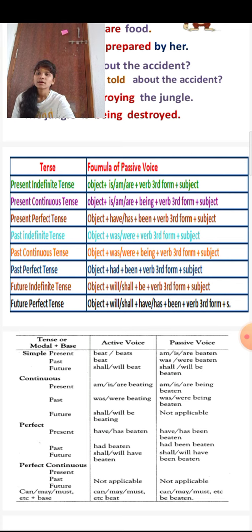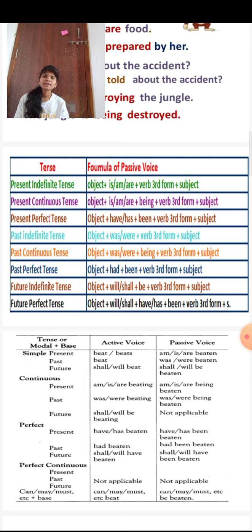And next, have they left the apartment? Has the apartment been left by them? And he created this masterpiece. When we change this sentence from active voice into passive voice: this masterpiece is created by him. Next, he read the newspaper. In passive voice, the newspaper is being read by him.